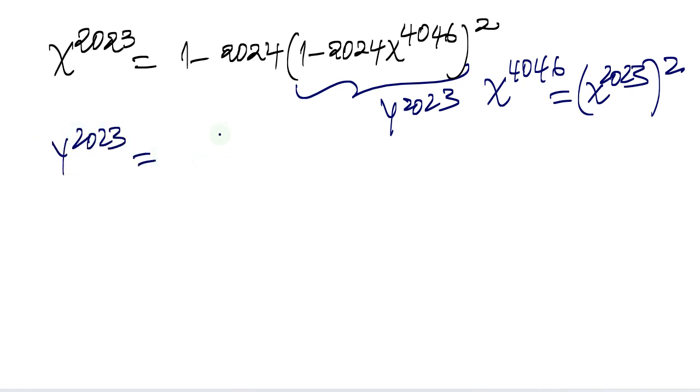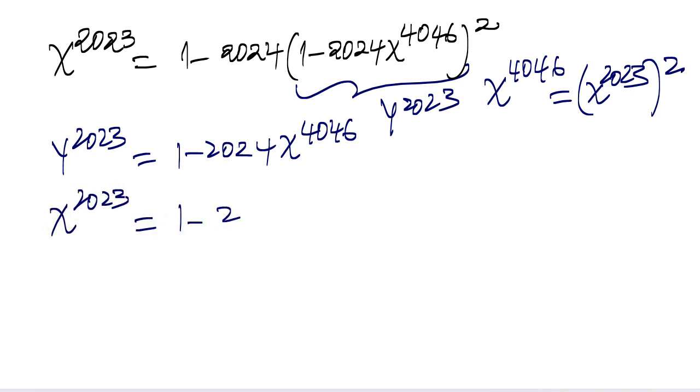This is going to be equal to 1 minus 2024 to the power of 2024 times x to the power of 46. And then this one here, the first one, will become x to the 2023 equals 1 minus 2024, which multiplies y to the power of 46, right?